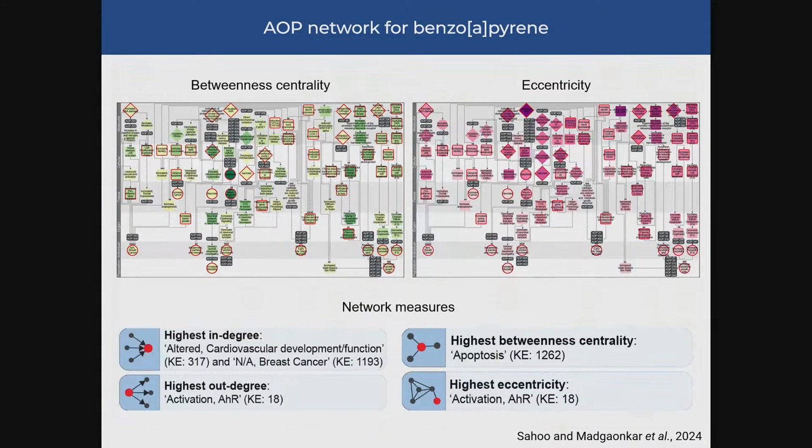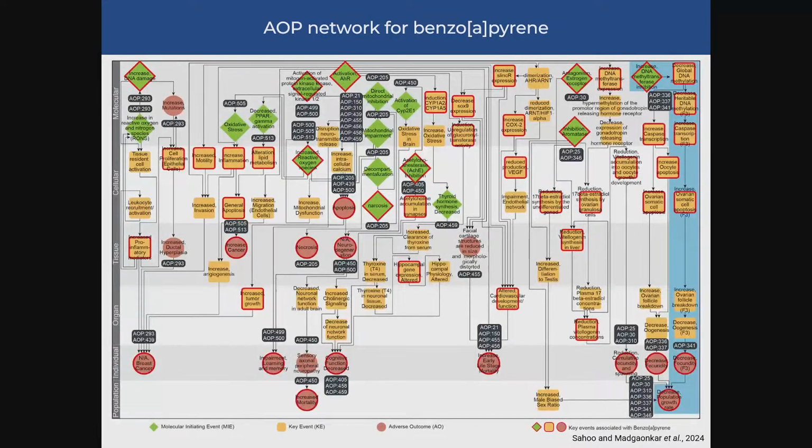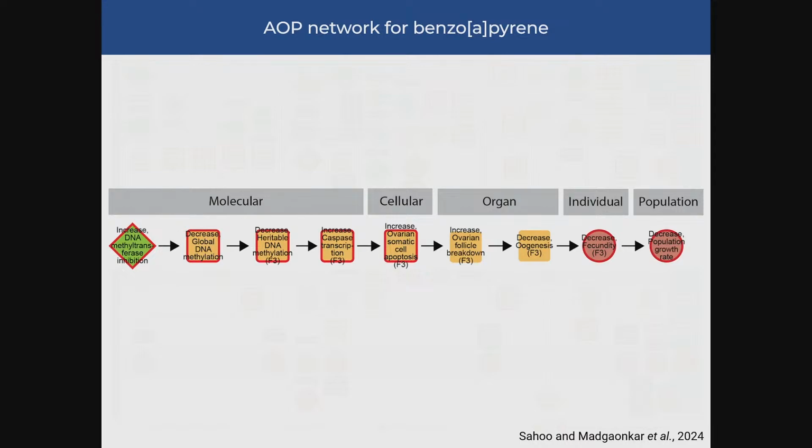Network analysis provides us with various critical events. For example, we found that the highest betweenness centrality was associated with apoptosis, which is programmed cell death, and highest eccentricity was associated with activation of AHR. Further, one can look at certain pathways, for example the pathway highlighted in blue, and this pathway we studied with respect to fish, and we see here how population growth rate is reducing due to increase in DNA methyltransferase inhibition, and this particular pathway we were able to substantiate with evidence based on published literature.